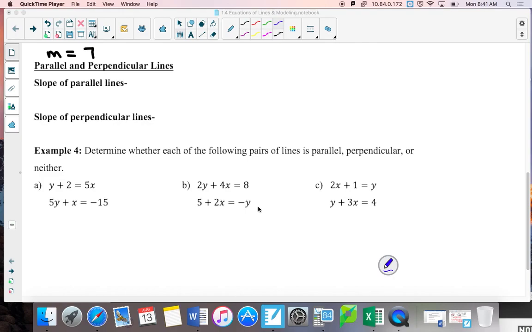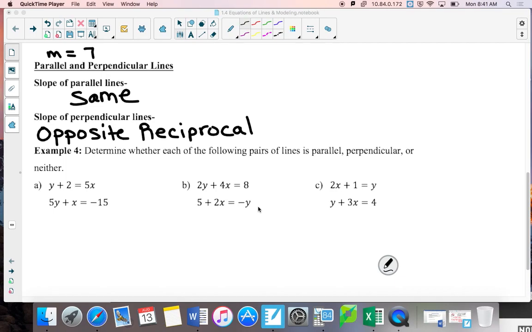Okay, so slopes of parallel lines. They have the identical same slopes, where perpendicular lines have opposite reciprocal slopes. So opposite reciprocal means one's positive, one's negative, and then reciprocal means that the fractions are flipped. To determine whether the lines are parallel or perpendicular or neither, the first thing you want to do is get them all into slope-intercept. So solve all of these equations in A, B, and C for y equals. If you want to pause the video and go ahead and write them all y equals, and then come back and see if you get the same ones I do, that would be great.